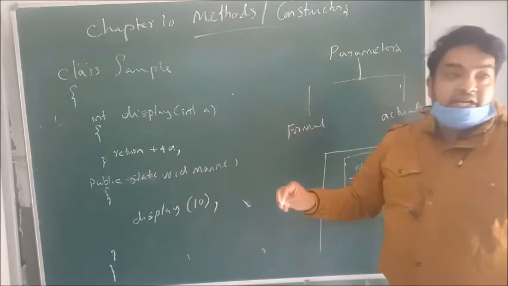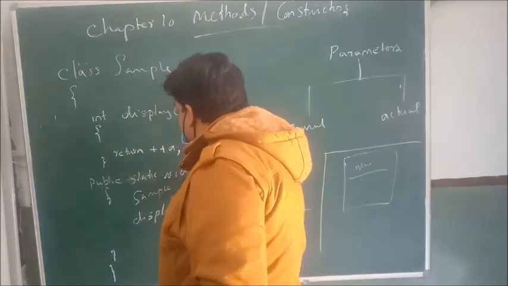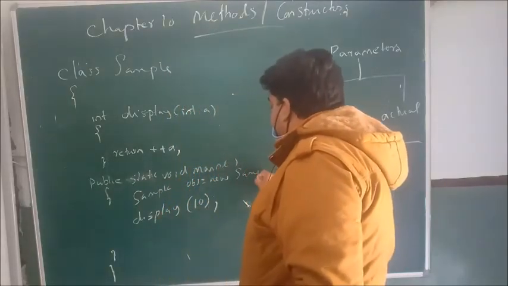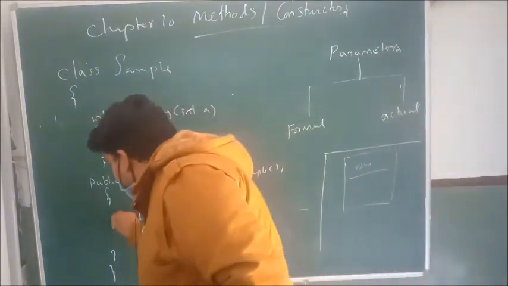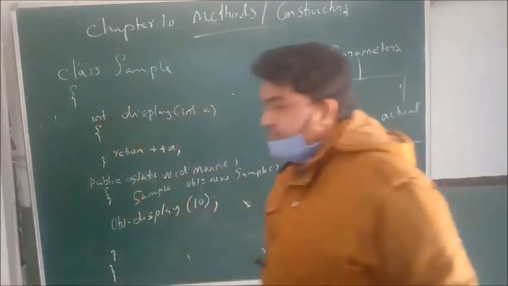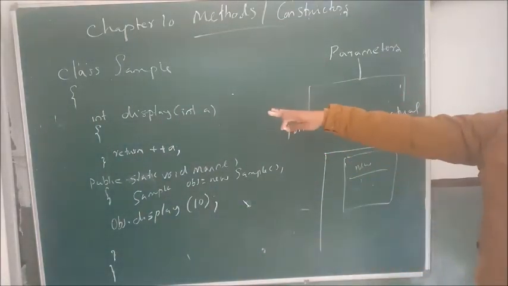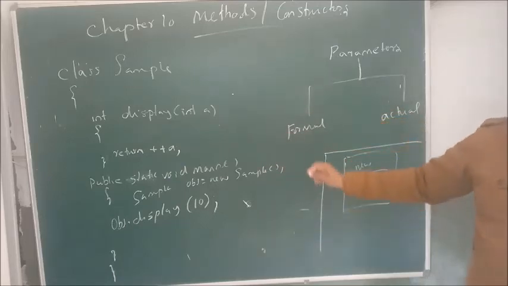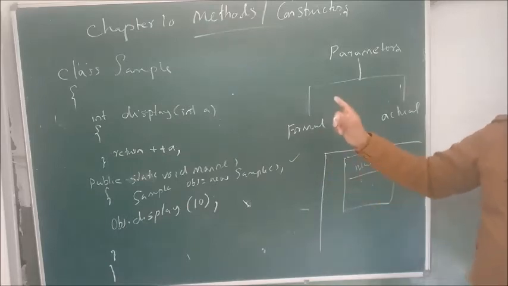So how can we create an object? Class name sample, obj is equal to new sample. Right. So we have obj.display. Now see, we have a non-static method display. We have the main method. I created this object. So this is the point which I was talking about, the static.